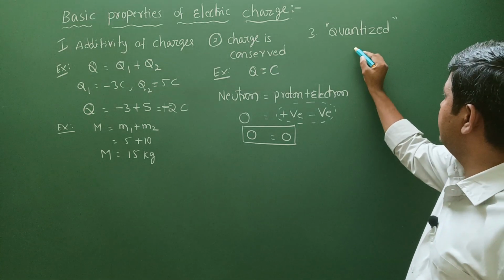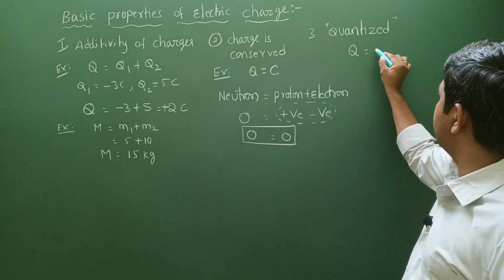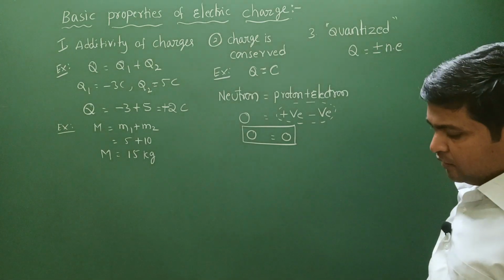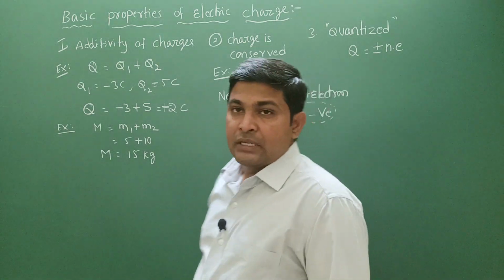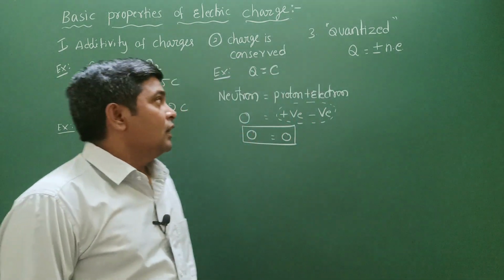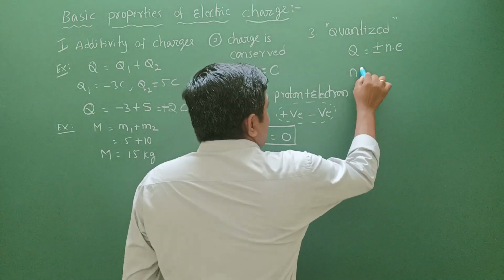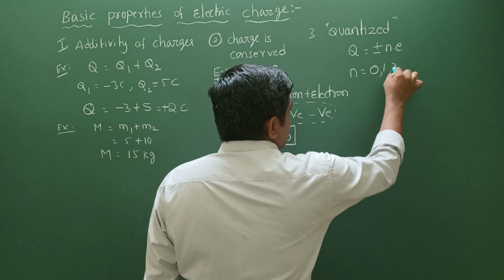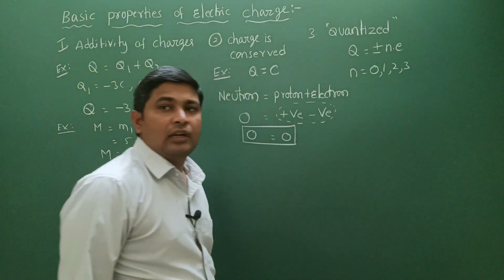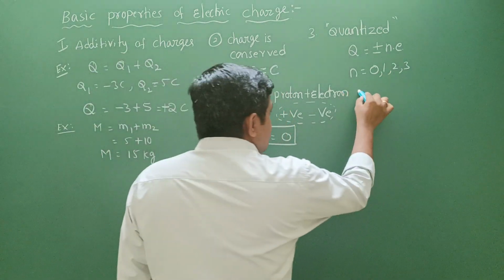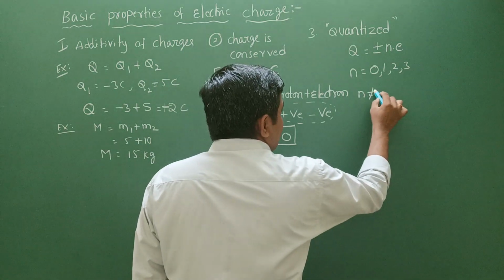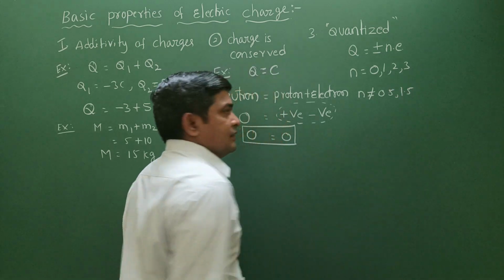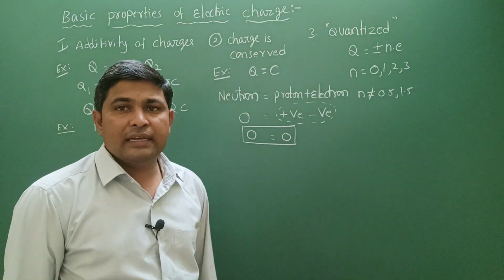Q is going to be calculated as plus or minus n into e. Plus or minus n into e. Here n can be 0 if there is no charge, or 1, 2, 3, like these numbers, but this n should not be like 0.5 or 1.5. It should not be like this. Why should it not be like that?